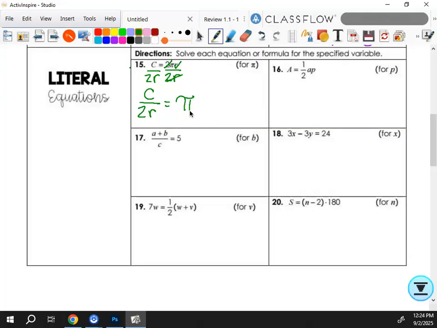Multiply by 2. Get rid of that fraction. Absolutely. So we're going to multiply both sides by 2. On this side, it cancels out. That's why we did it. So don't go doing extra stuff over there.